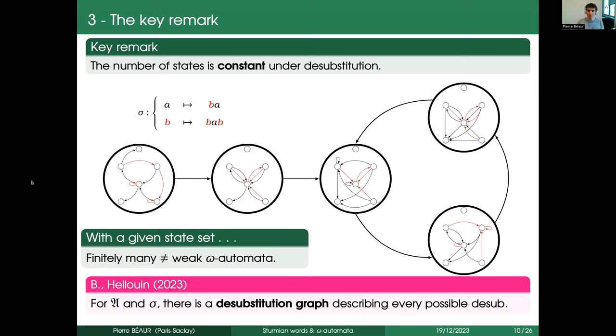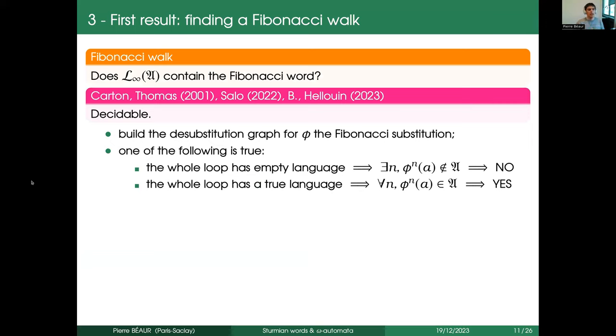How can I use it? Well, at the beginning I wanted to desubstitute words, now I can desubstitute graphs, and that's what I do. So, first example, the Fibonacci word. Given an omega automaton, does it accept the Fibonacci word? Well, what do you do? You build the desubstitution graph I presented to you, which will have a loop at some point. And there's like two cases, and it depends on the behavior of the loop.